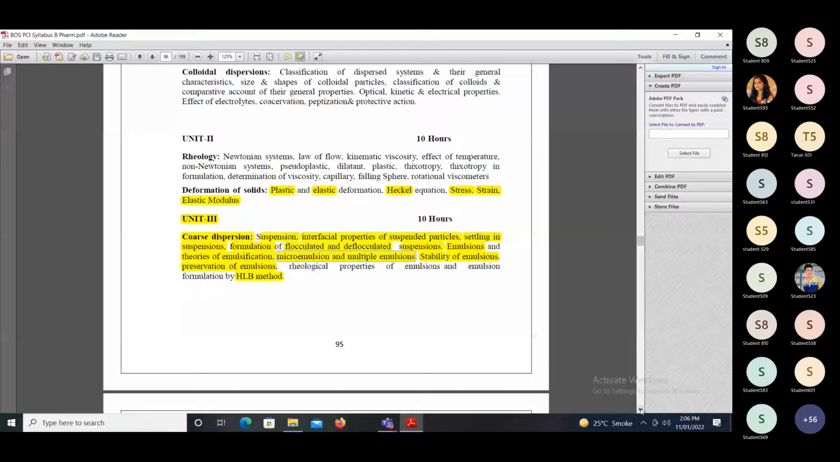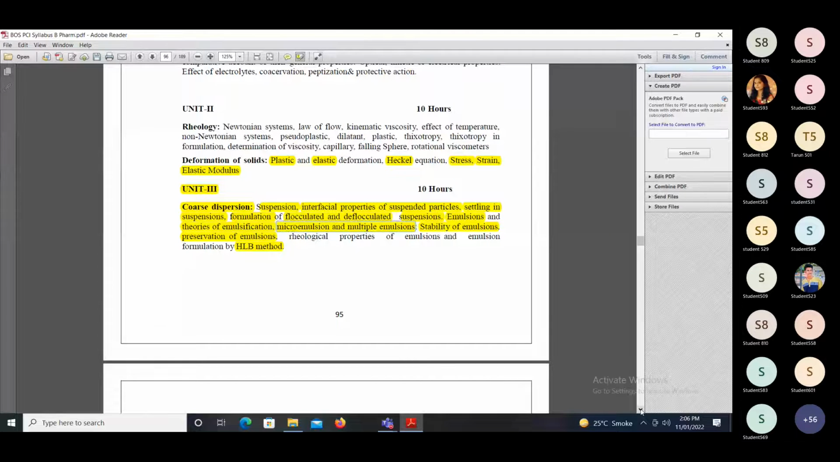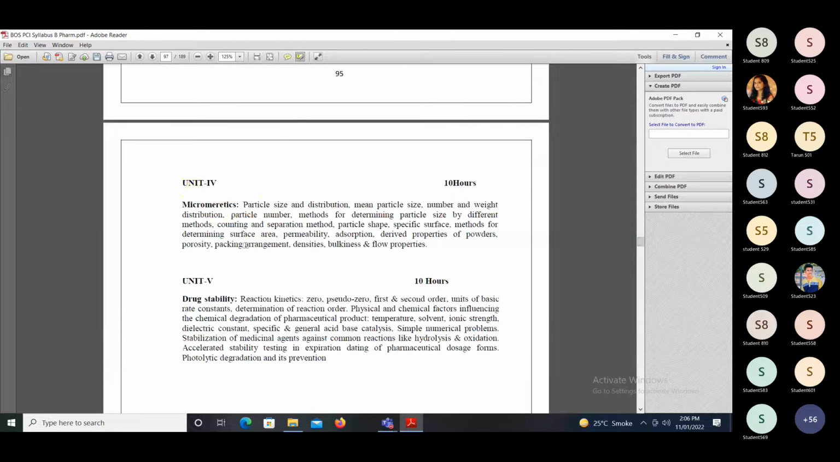And next, after the coarse dispersion unit, the next one is micromeritics. Yes, students. Now this chapter is very important, this is the basic backbone of pharmaceutics, because we know the size of the particles, the shape of the particles, the number of particles and the volume of the particles. Exactly what the volume, size, shape and surface area of the particles are, it is possible to determine by using these micromeritics techniques.